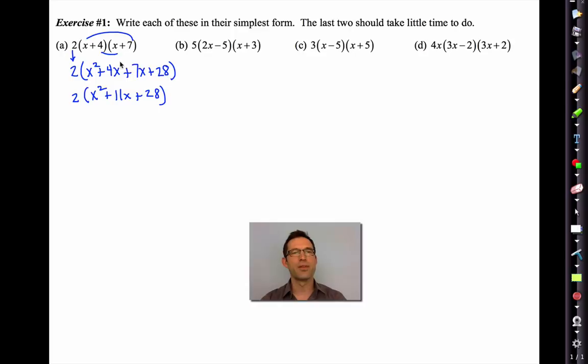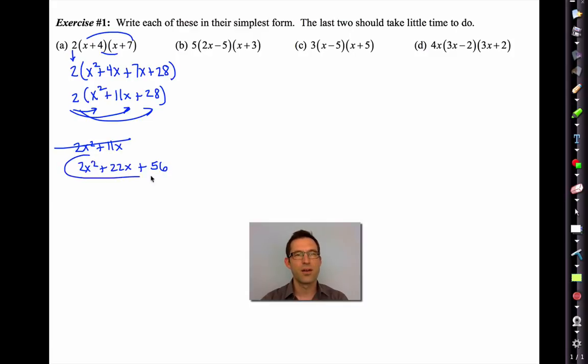Now that I've multiplied those two binomials together, I can distribute the 2, and I'll get 2x squared plus 22x plus, what would that be? 56, I think.